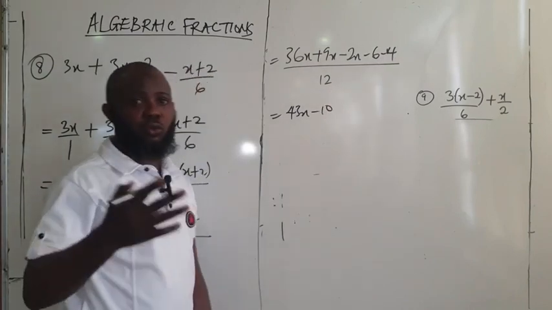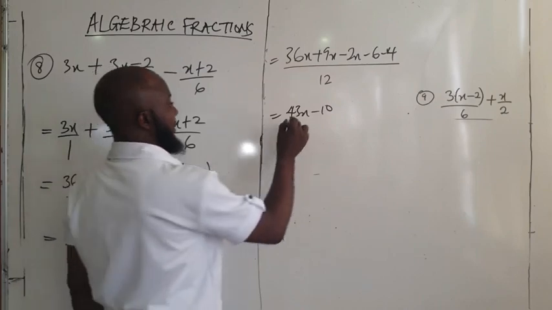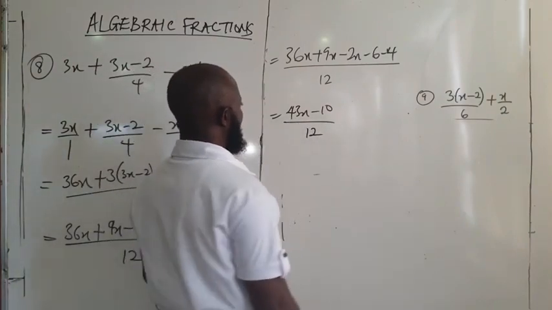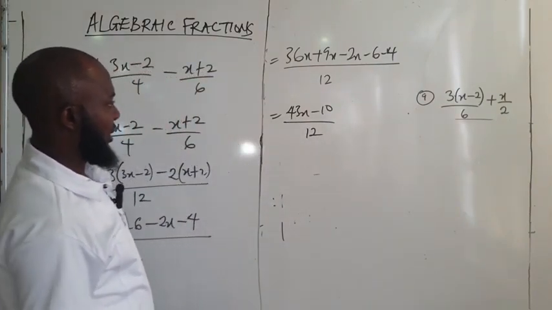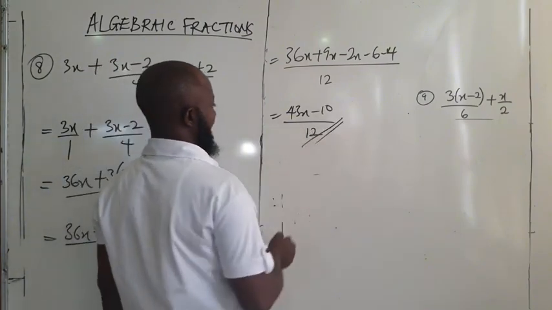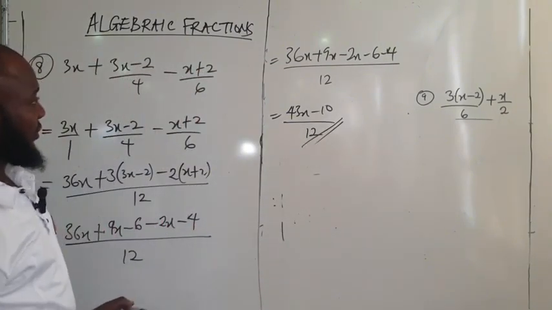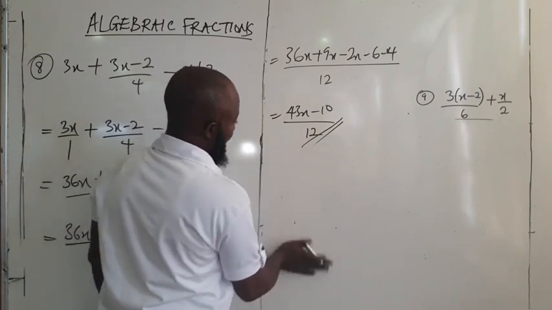You are owing 6, you are also owing 4. That gives you 10 divided by what? 12. So can we simplify further? We can't. This is the final answer. I hope this is very clear. So let's look at the last one and call it a day.